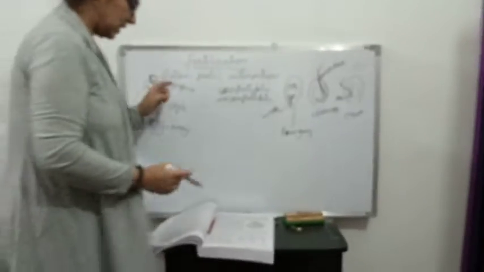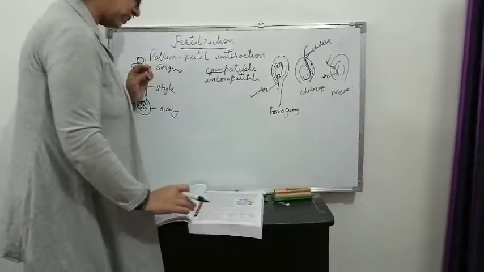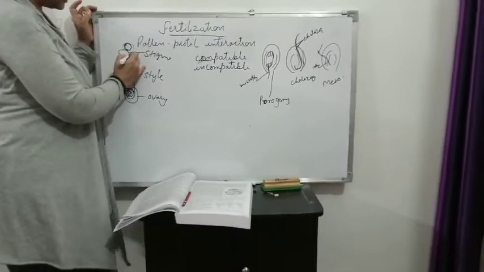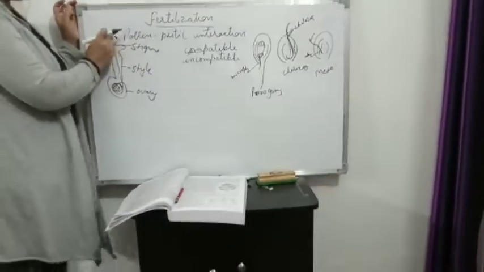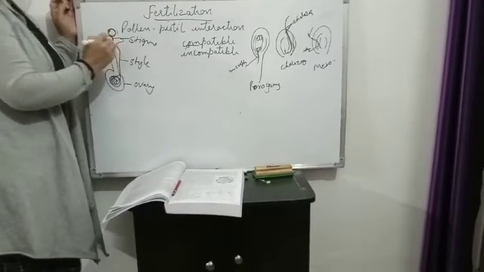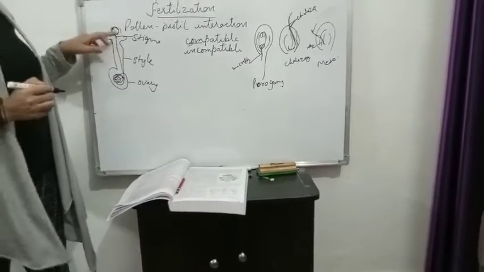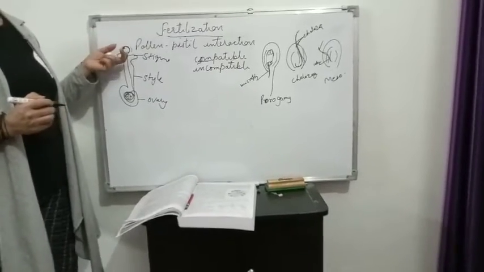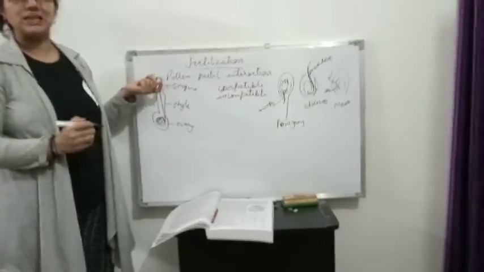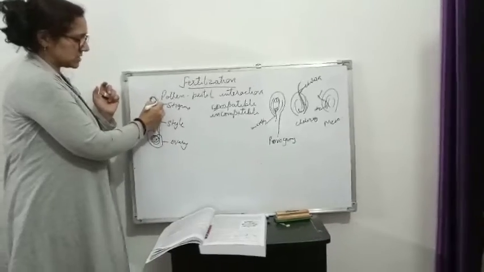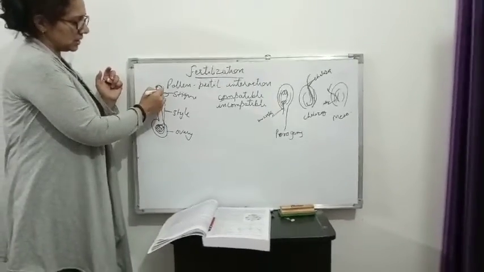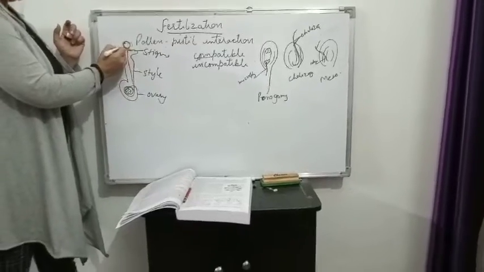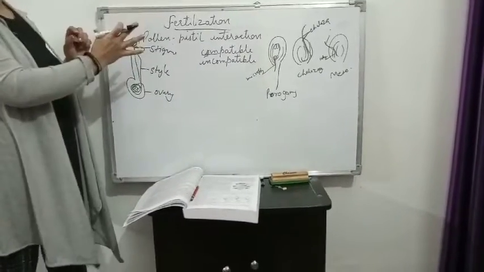What happens next is the germination of a pollen grain and growth of a pollen tube. If it is compatible, the pollen tube starts growing from here. For the growth of a pollen tube, this is the stigma, this is the pollen. The stigma has water, sugars, and many lipids present on it. As the pollen comes here, the pollen absorbs all the water from the stigma, and after absorbing water, it gets swollen up.